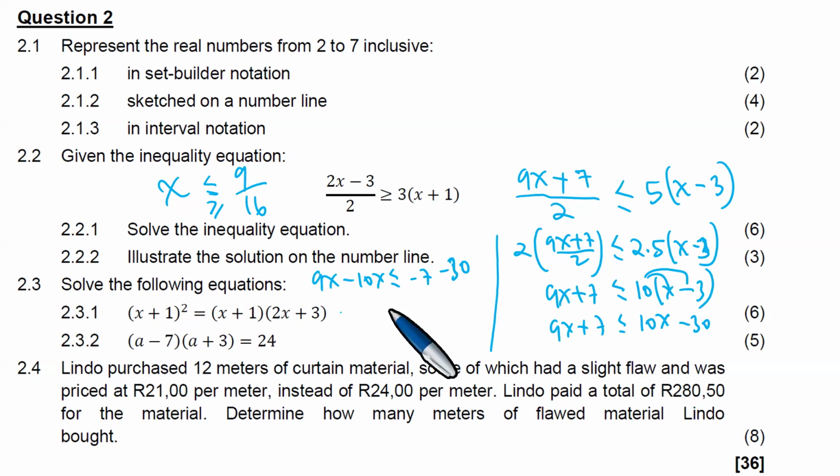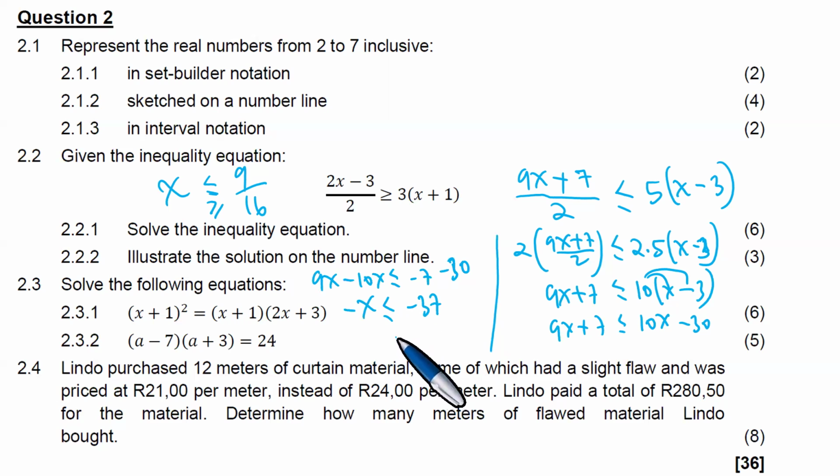What is 9x minus 10x? It's going to be minus x. Yes. And then minus 7 minus 30 is minus 37. Oh yes, because it changes to a positive sign.